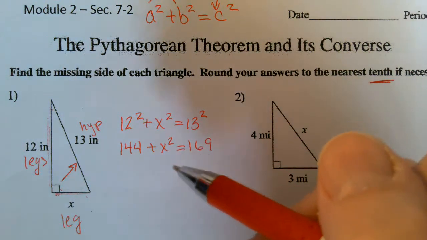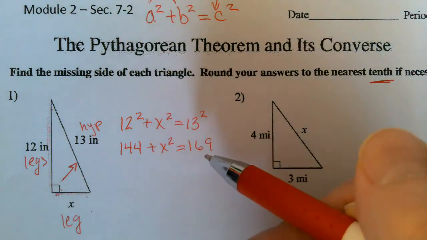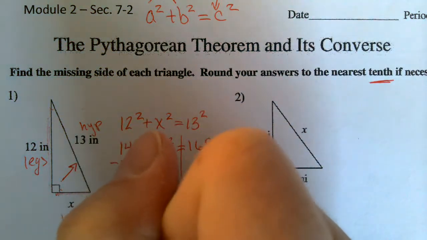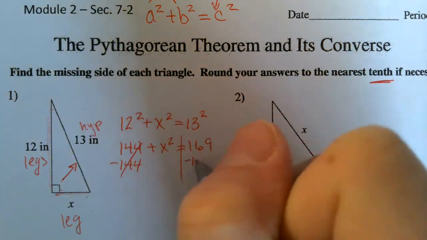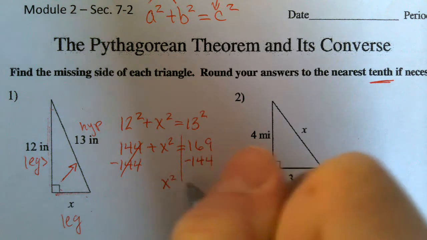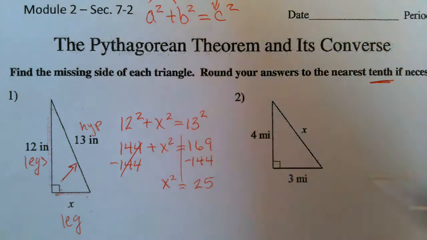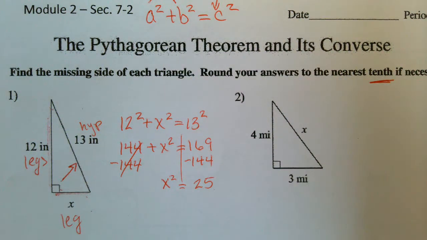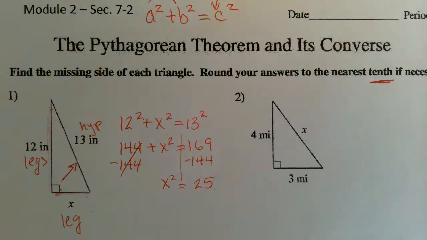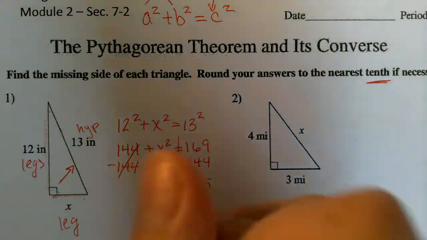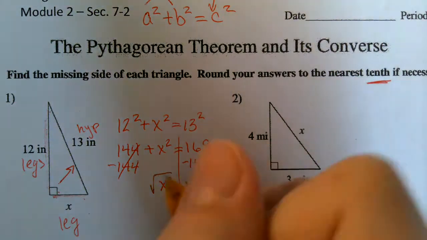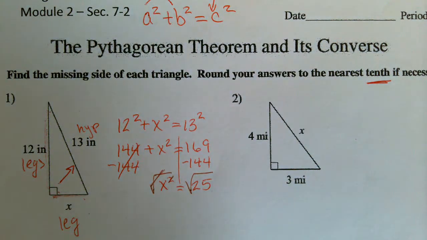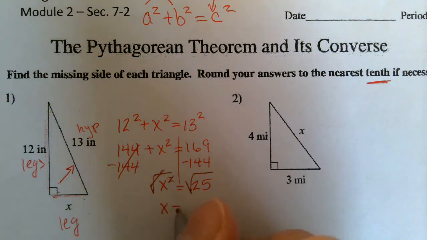Now, in order to get x by itself, I'm going to move the 144 across this line, change the sign. So I'm going to subtract it. And I get my x squared, and it equals 25. So double check your math. And then how do I get rid of the square? I'm going to take the square root of it. When I take the square root of both sides, the square and square root cancel. That's the inverse. And the square root of 25, that's actually a perfect square. So x is 5, because 5 times 5 is 25.